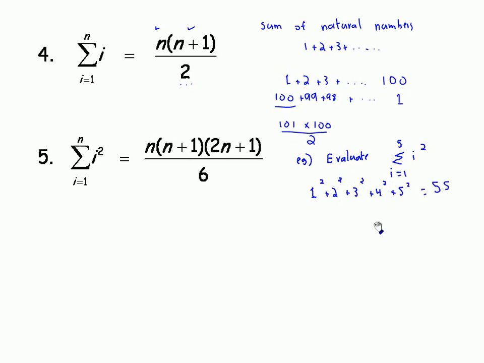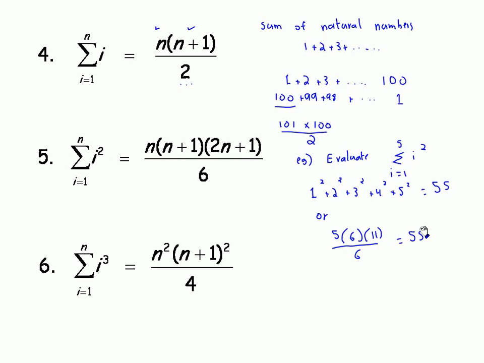Now that's one way to do it. But using this formula, you just recognize, okay, n is 5, your upper limit, multiplied by 5 plus 1 is 6, multiplied again by 2 times n plus 1, so 2 times 5 is 10, plus 1, 11, all divided by 6. And this will give you 55. Same thing. So for more complicated scenarios, that's probably the way you want to do it.